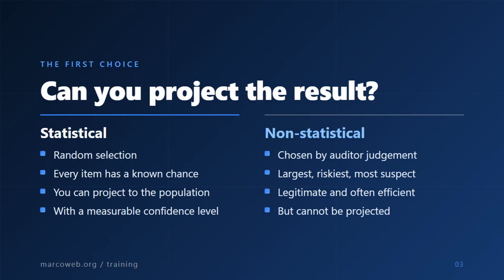So the first choice is statistical or non-statistical. Statistical sampling uses random selection, so every item in the population has a known, non-zero chance of being selected. That is what permits projection. You can state a conclusion about the whole population with a measurable confidence level. Non-statistical, or judgemental, sampling selects items by auditor judgment, the largest, the riskiest, the ones from the month the new team took over. It is legitimate, often efficient, and frequently finds more than a random sample would. What it cannot do is support a projected conclusion.